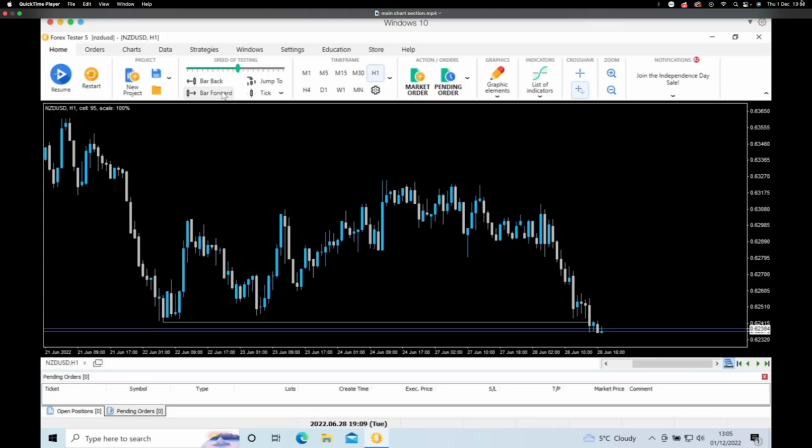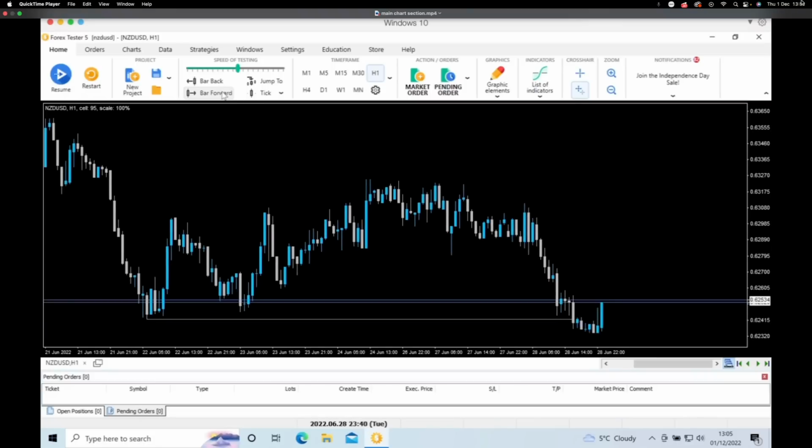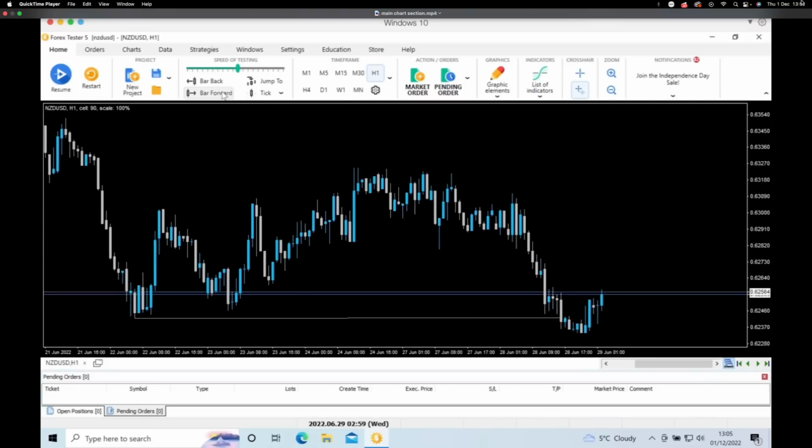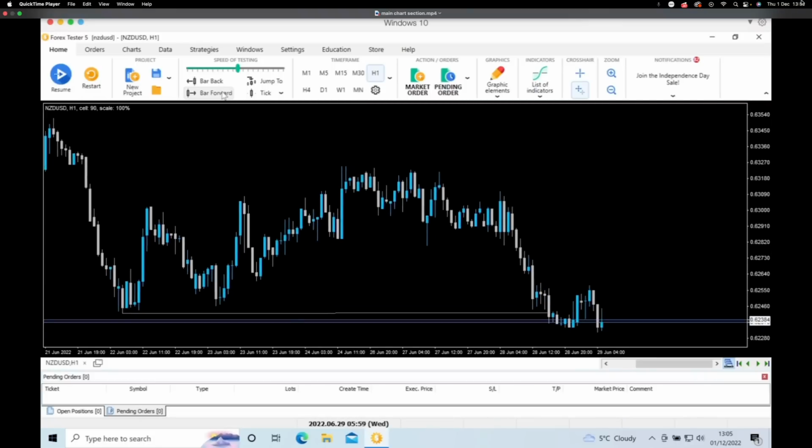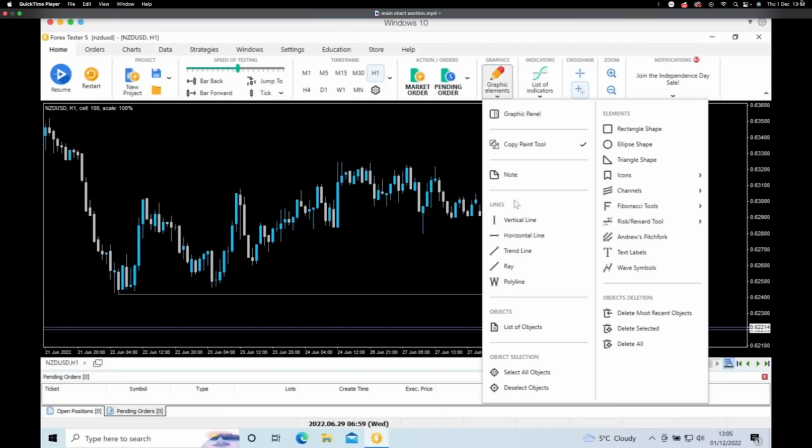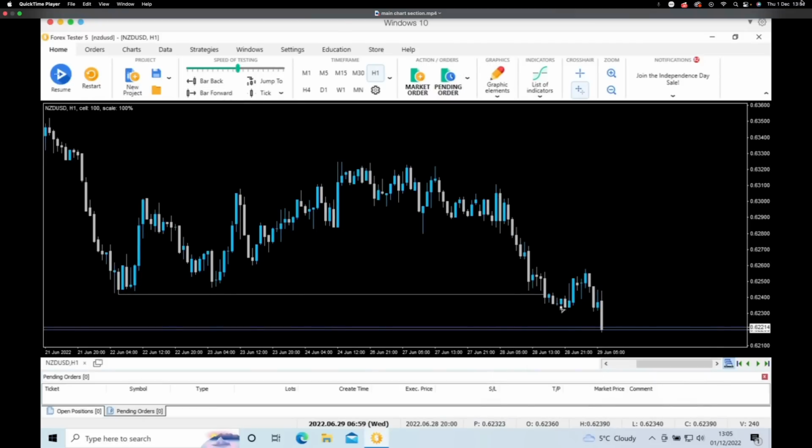So the idea behind the system here is basically we are looking at three things. We're looking at structure, we're looking at imbalances or market efficiency, and we are looking at supply and demand. The first step of this system is going to be to make sure we are with the trend. So we want to follow the structure, looking at lower lows and lower highs.